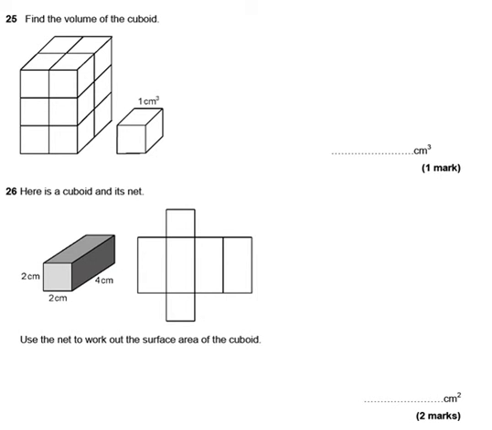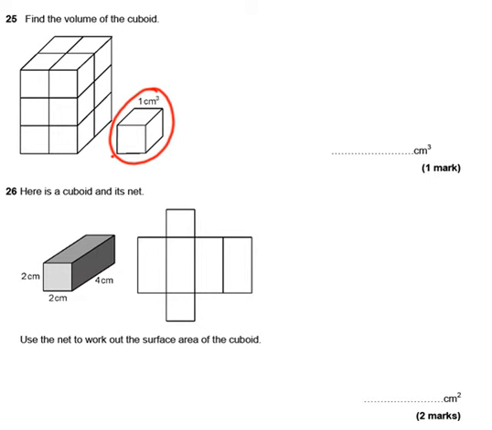Year 7 Pi, question number 25. Find the volume of the cuboid. Volume is the space inside a 3D shape. One cube is 1 centimeter cubed, as we can see here, if each side is 1 centimeter. So how many of these cubes would fit into this shape, the big one?